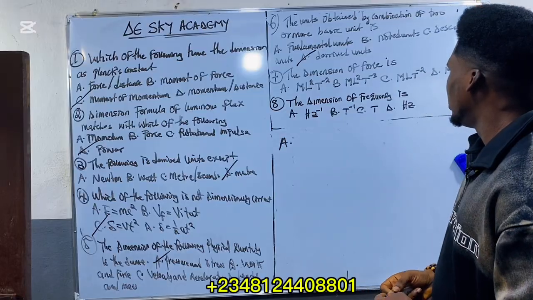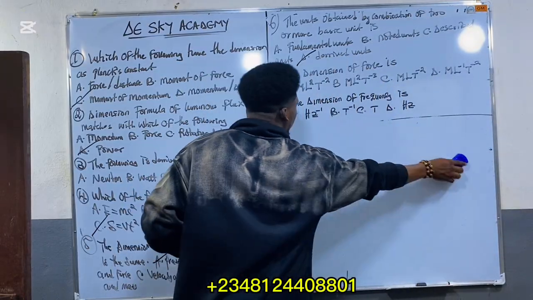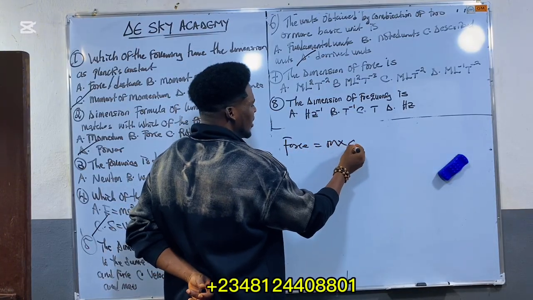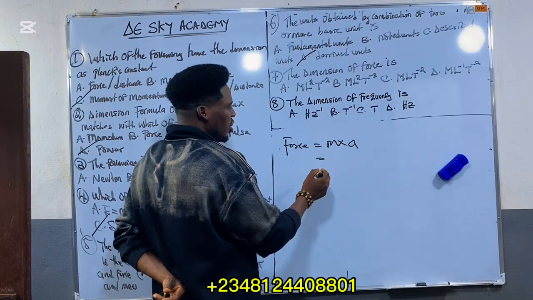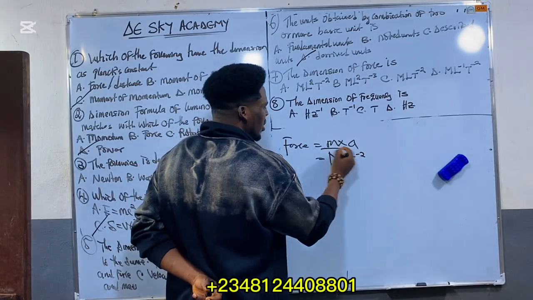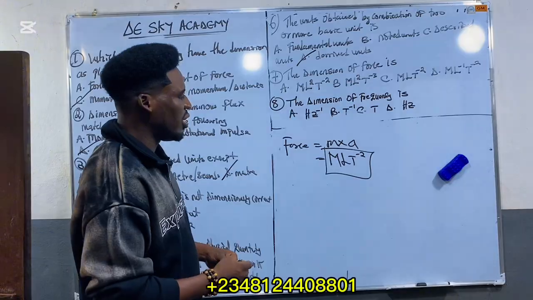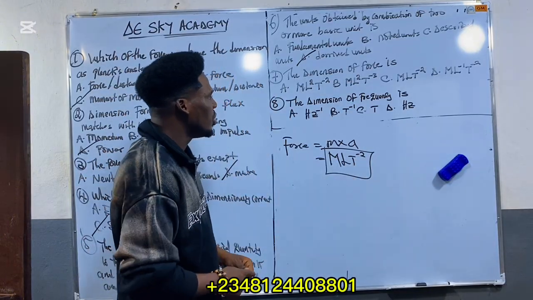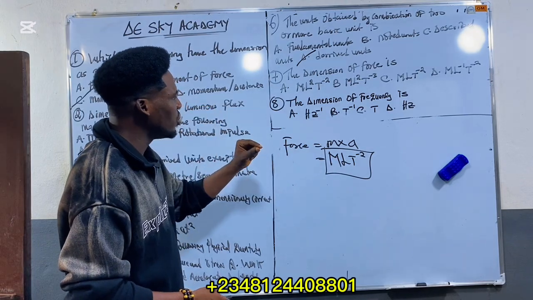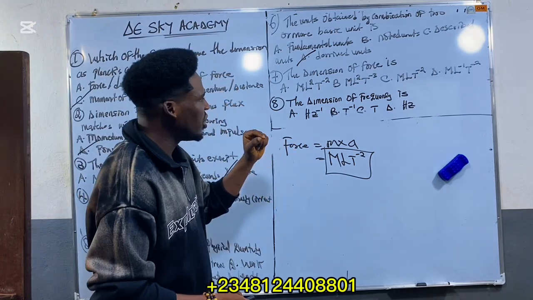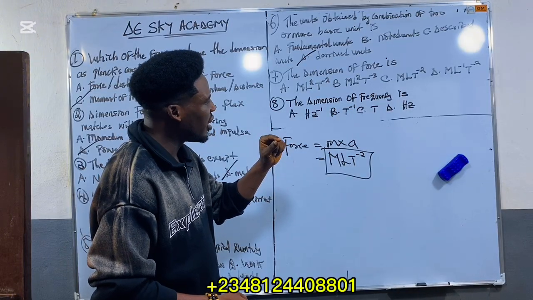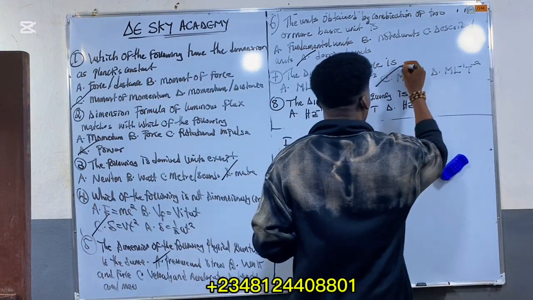Question number 7. The dimension of force. What is the dimension of force? You know that force is mass times acceleration, right? What is the dimension of mass? M, right? What is the dimension for acceleration? LT⁻². Therefore, the dimension of force will be MLT⁻². Do we have anything like MLT⁻² in the options? Option A is ML²T⁻². No. Option B is ML²T⁻³. No. Option C is MLT⁻². Yes, which is option C.